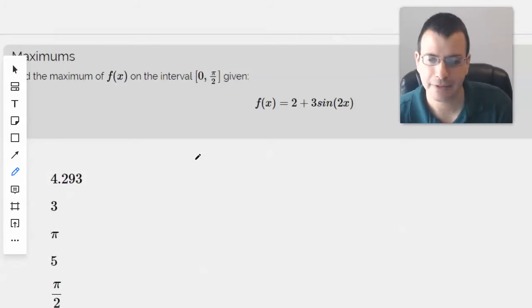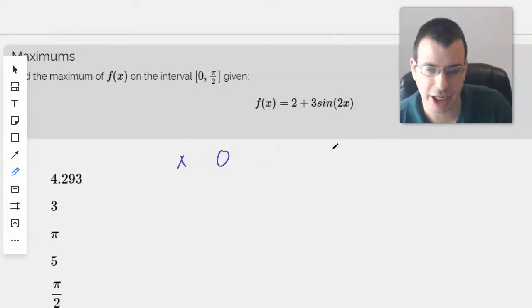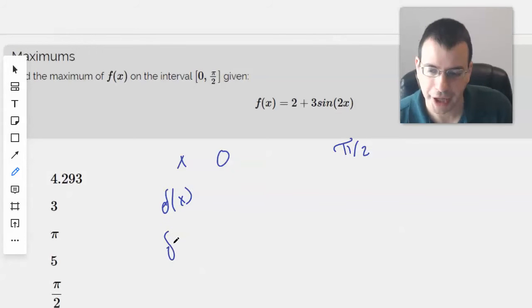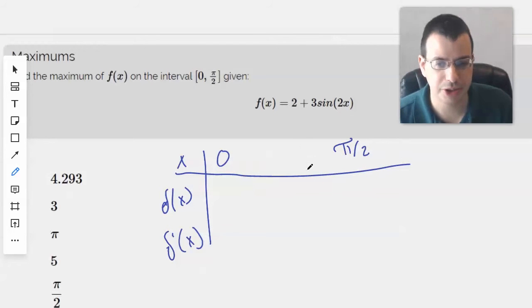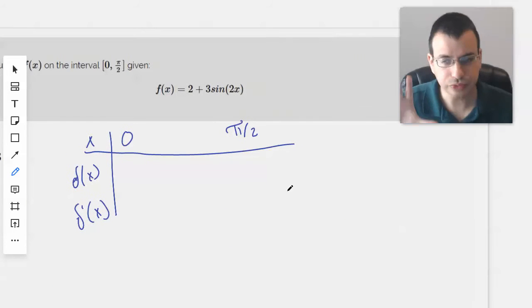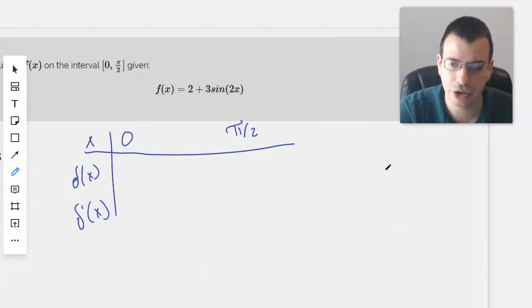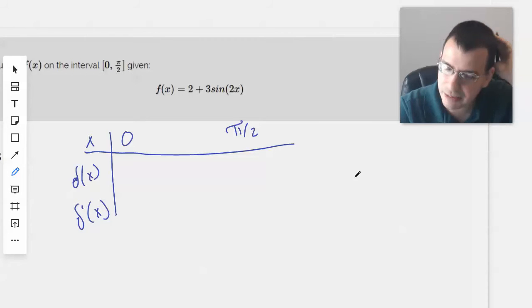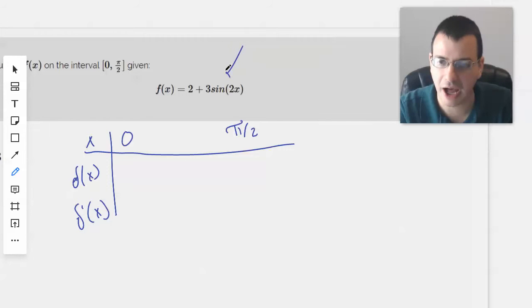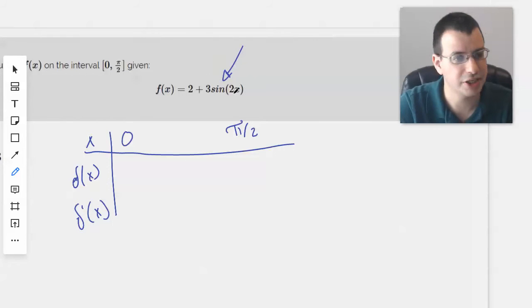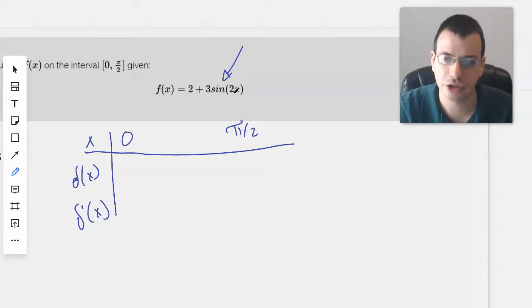Actually, first thing I'm going to do is draw out our table of values. And I'm only going to put on here our endpoints so far. And then there'll probably be some critical points in the middle. So, maximum and minimum, first thing we're going to do is find the derivative. But we kind of suspect the maximum would be 5, because the biggest that sine ever gets is 1. So 2 plus 3 times 1 would be 5. So if we get like 6, we're probably wrong.